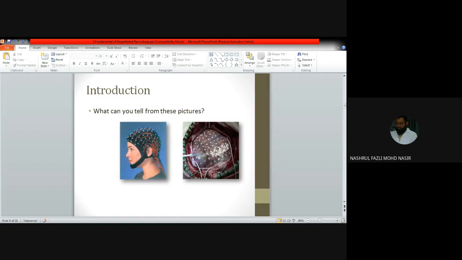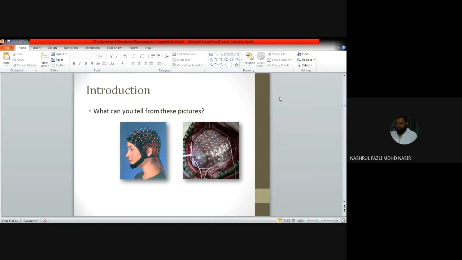Looking at this, what are the differences? The one on the left, you just wear your cap full of electrodes. The other one is scary: you have to open your skull and have a direct measurement of it. So one is invasive, one is non-invasive.